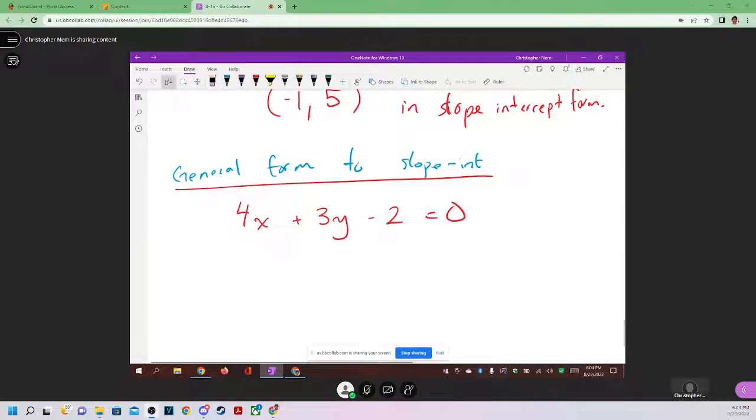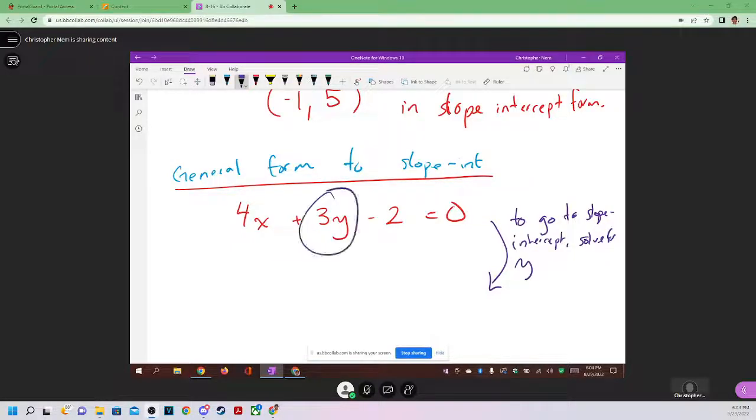So we need to turn it into slope-intercept, so solve for y. We got to get this term by itself. So that means I need to move this guy and this guy out of the way. Remember, we're not dividing them out. We're not multiplying. We're moving terms, which means it's all addition and subtraction. So let's move the 2.